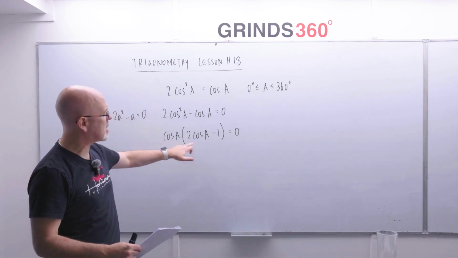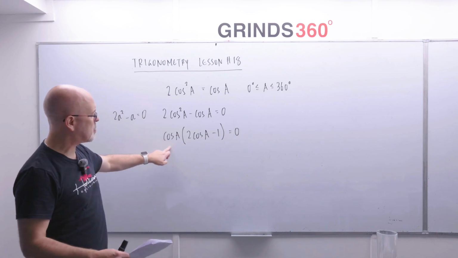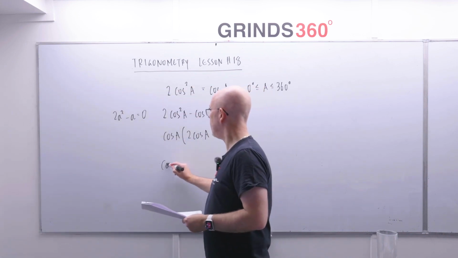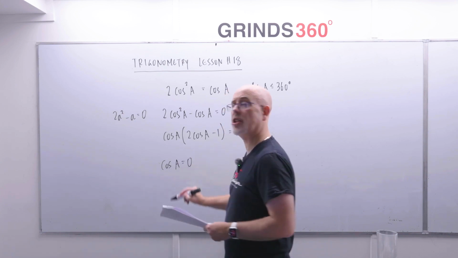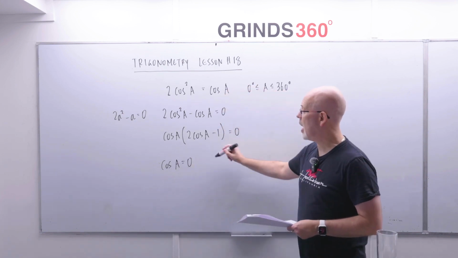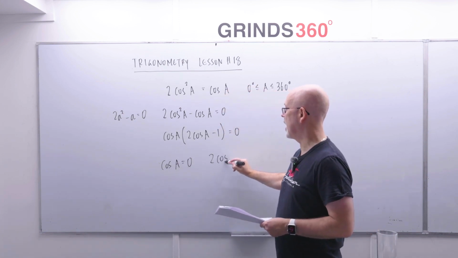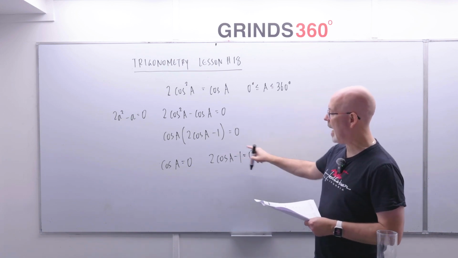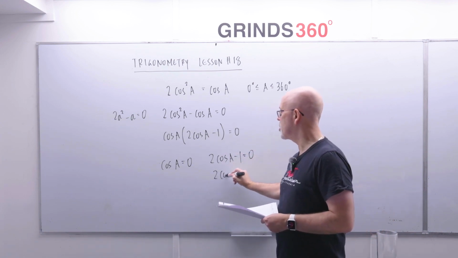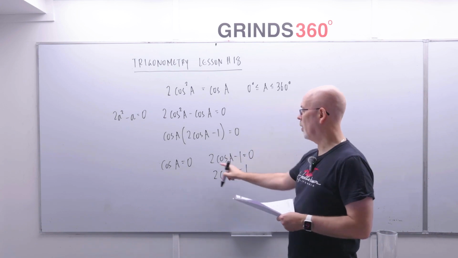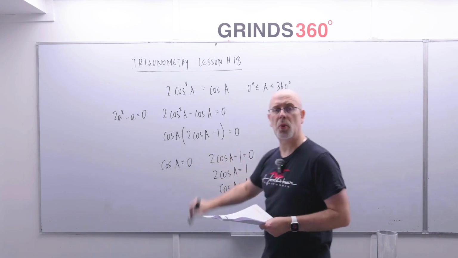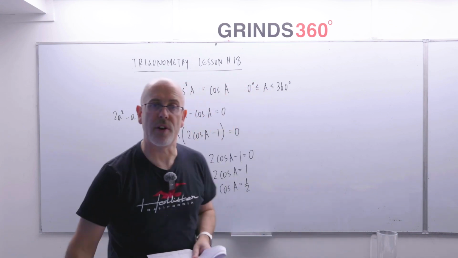So if these two things multiply together to give me 0, then either that must be 0 or that must be 0. Okay? So cosine A equals 0 is one equation. And the other equation then is 2 cosine A minus 1 equals 0. So let's rearrange that one. Add 1 to both sides here. We get 2 cosine A is equal to 1. Then divide by 2. Cosine A is equal to 1/2. And there's two equations I can solve now to find my values for A.